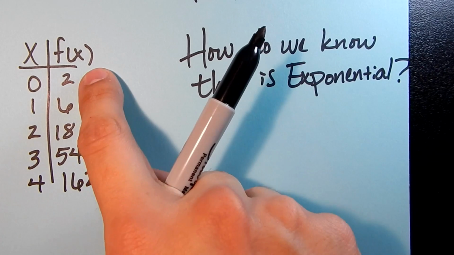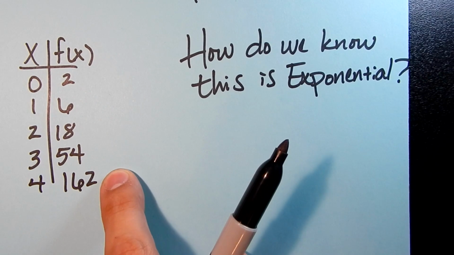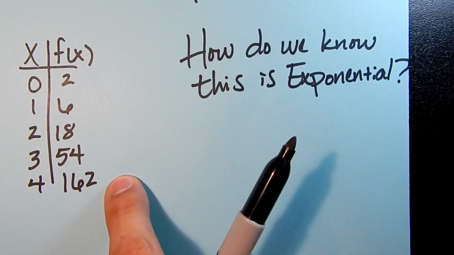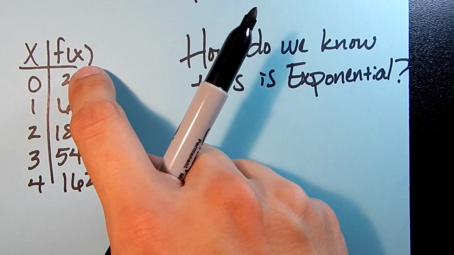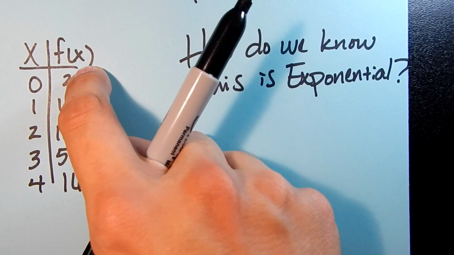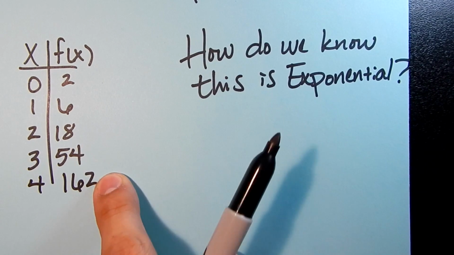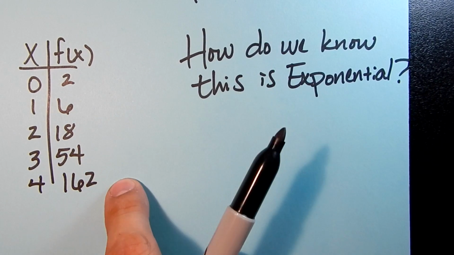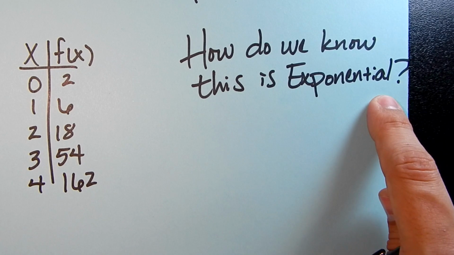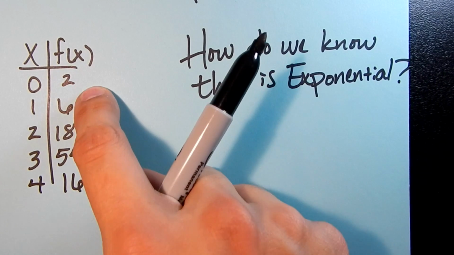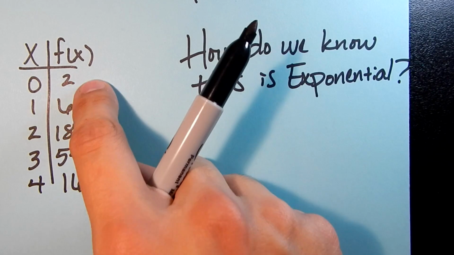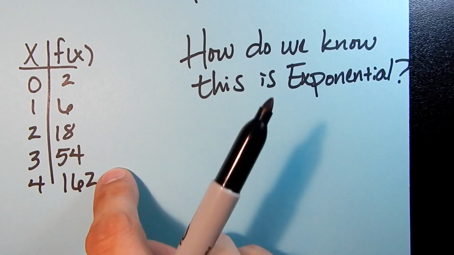So if we have these numbers here, we might be inclined to start looking at the differences between these. But as we can tell, this goes from an output of 2 to an output of 162 in 4 steps. This is very, very rapid growth. And that's sort of where the phrase exponential growth comes from. So we can see that this is increasing very rapidly, but it's not increasing in equal steps.